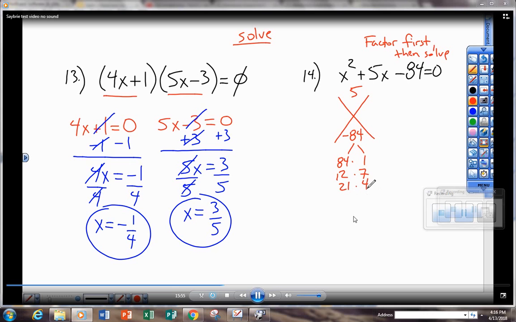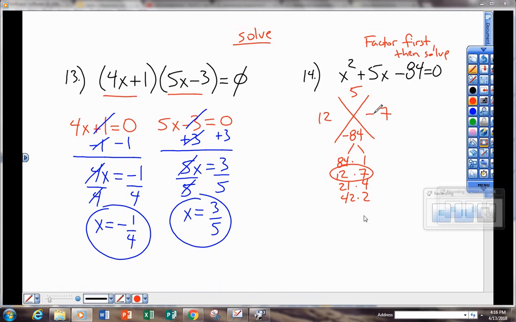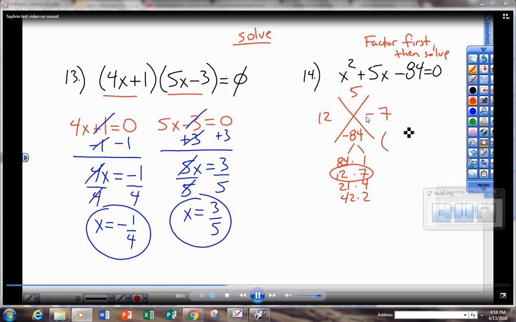21 and 4. 42 and 2. Again, just getting the practice of writing all the pairs. So 12 and 7, with 12 positive, 7 negative. And remember, these are not your answers. These are just the factored answers. So x plus 12 and x minus 7. Don't be mistaken and put these as the answers.